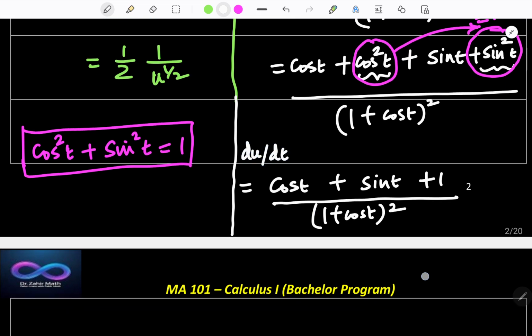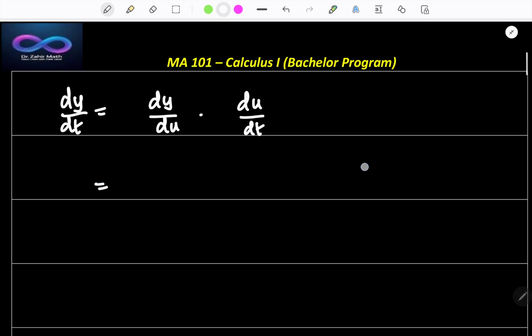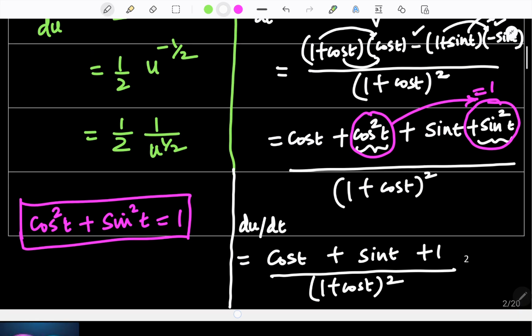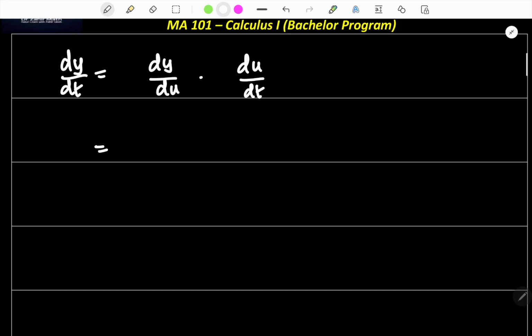Du divided by dt. So now let's go to the formula. The formula is dy by dt is equal to dy divided by du and du divided by dt. So what is dy divided by du? Dy divided by du is half times u power half, 1 by 2, 1 by u power half.